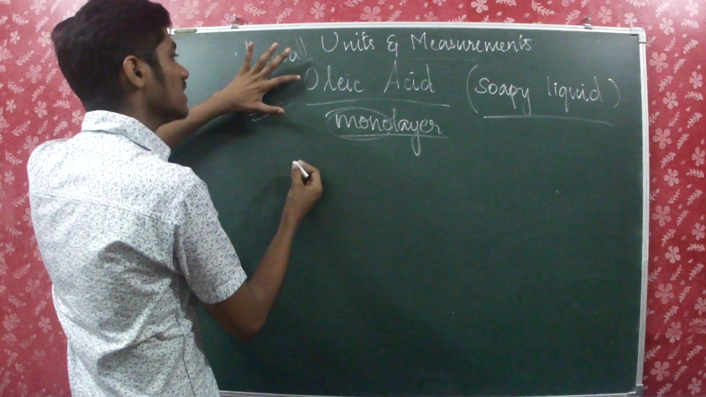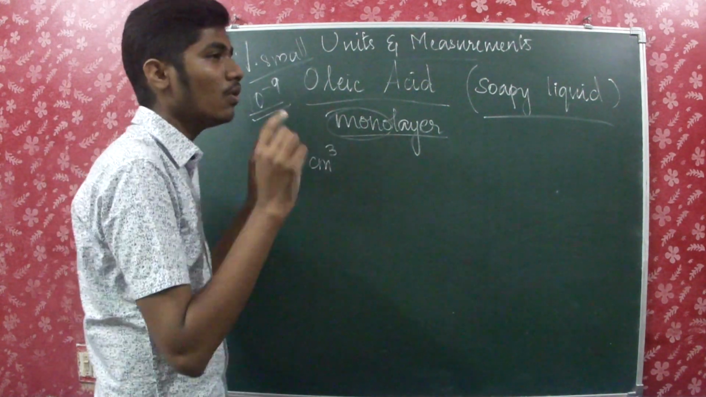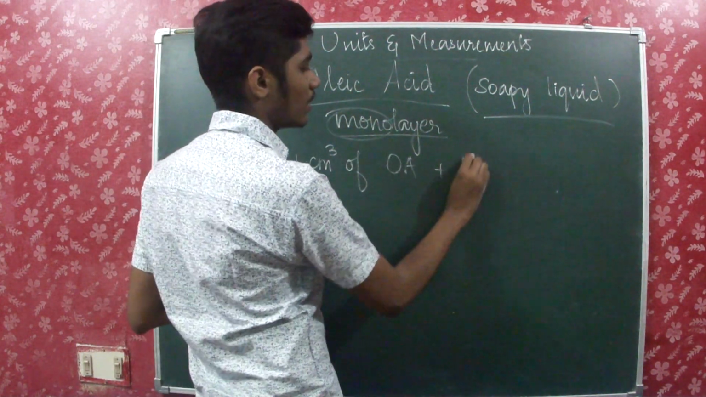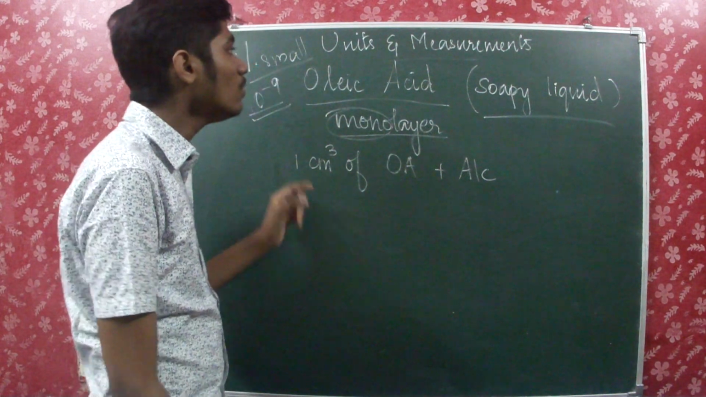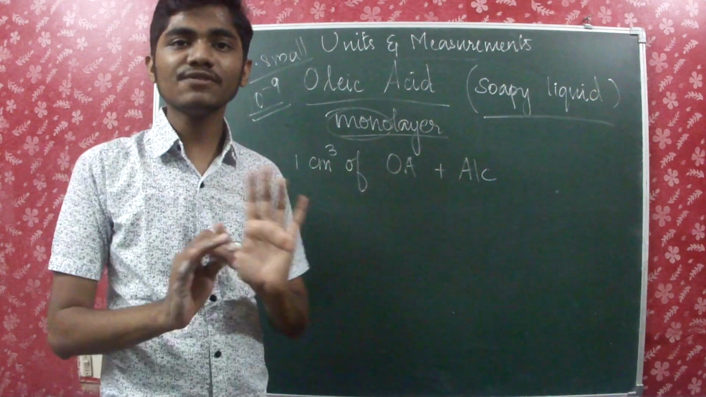First I am going to mix 1 centimeter cube of oleic acid with alcohol. What am I going to do? I am taking just 1 centimeter cube of oleic acid and I am putting it into alcohol. Okay, that's the first step.